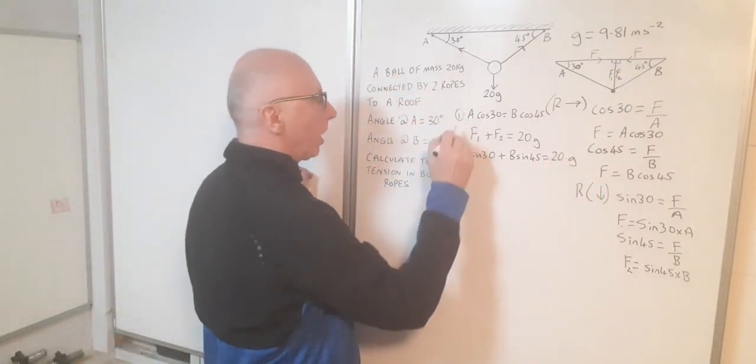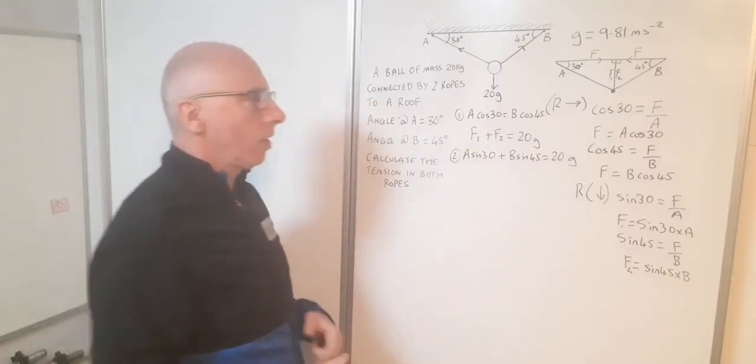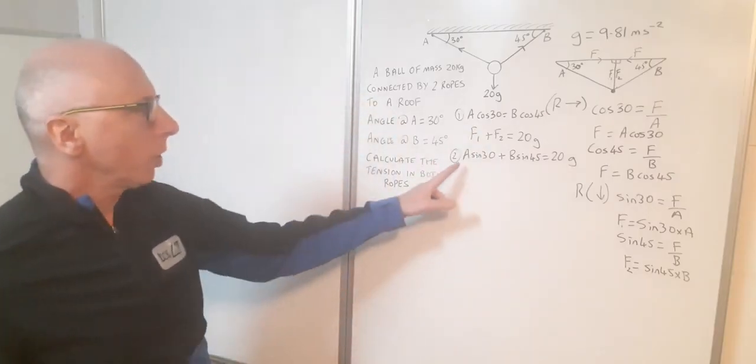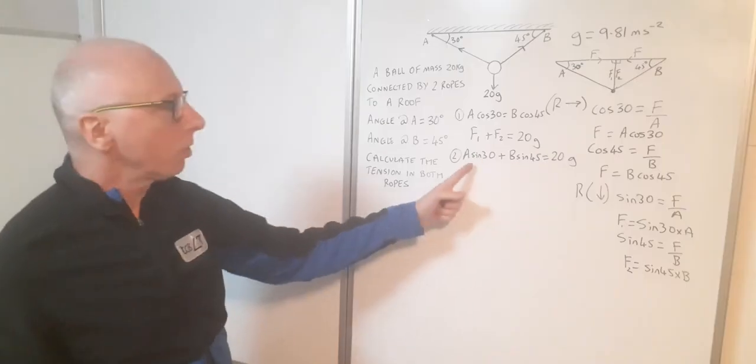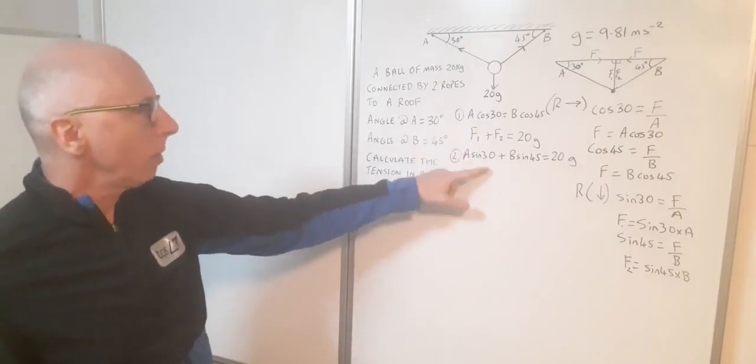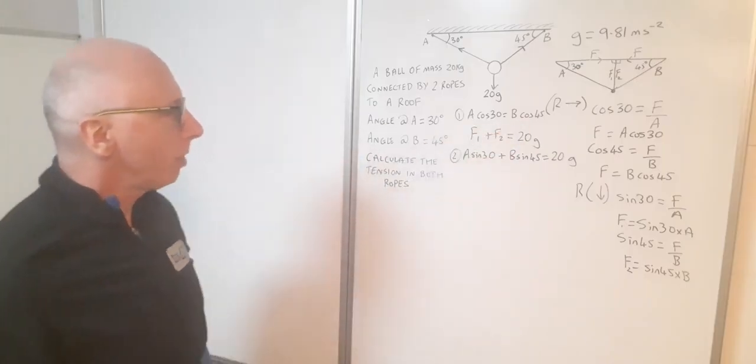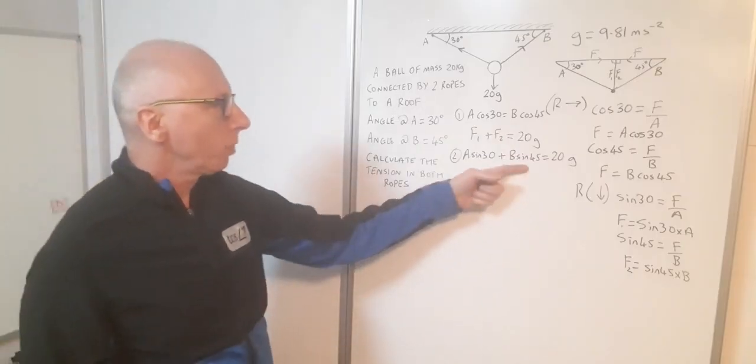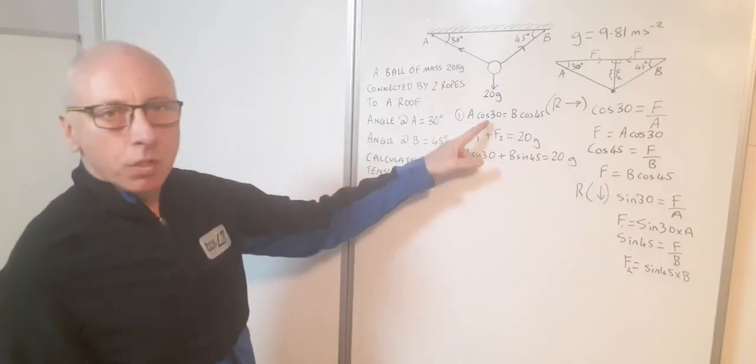Okay, so now I've got two equations. I've got equation 1 here, equation 2 here. So I need to solve those. Now, two equations with two unknowns, usually simultaneous equations. But here, that's going to be a bit awkward with these. So what I'm going to do is a substitution.